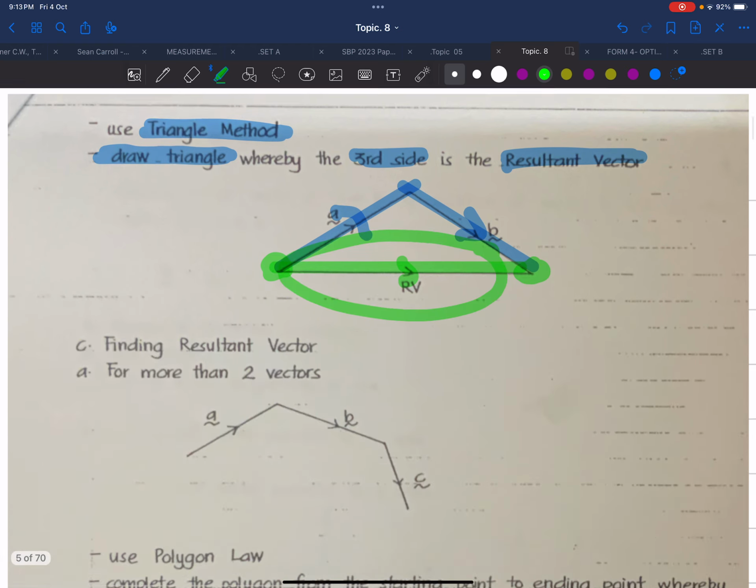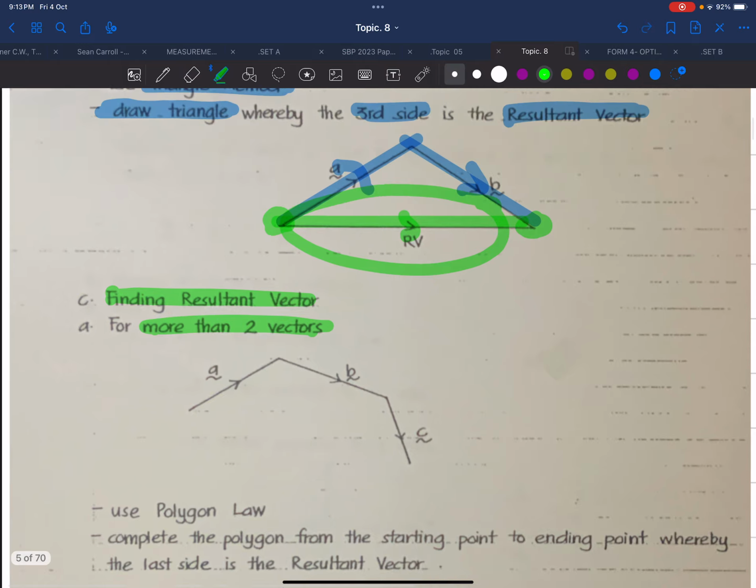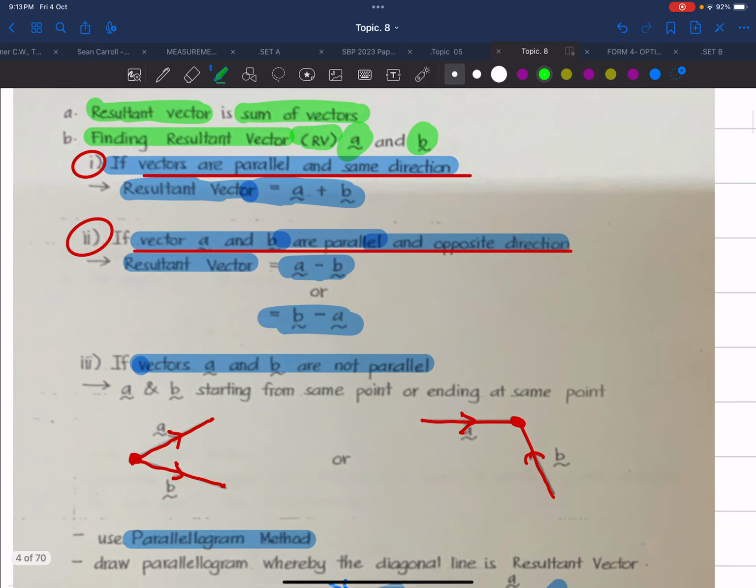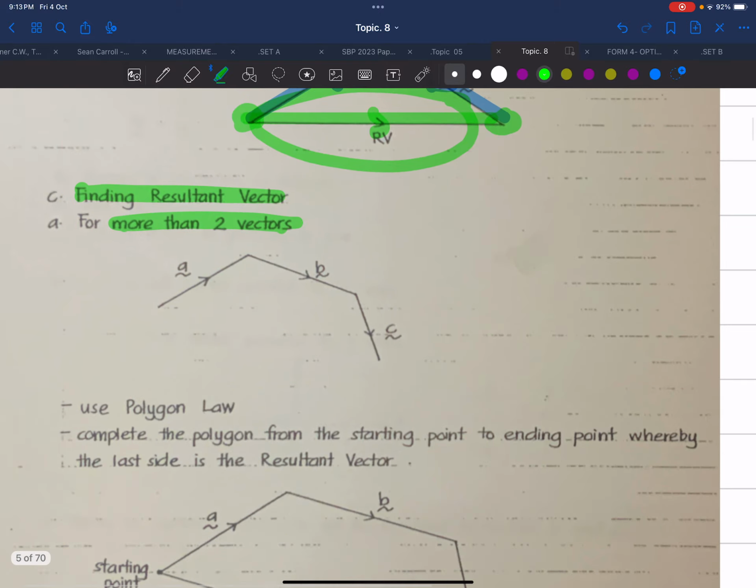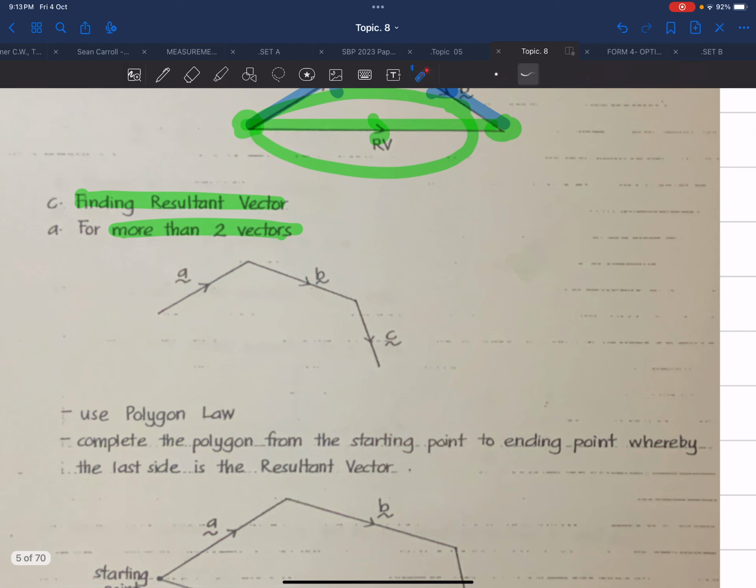Next, how about finding the resultant vector when there are more than two vectors? So far, all we did previously was two vectors. Only two vectors. Now, finding the resultant vector when you have more than two vectors. Example, three vectors.